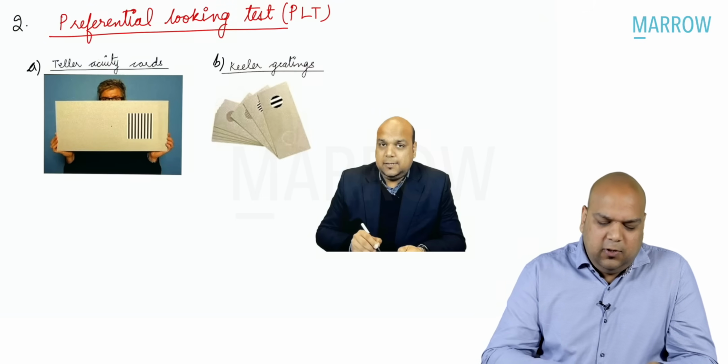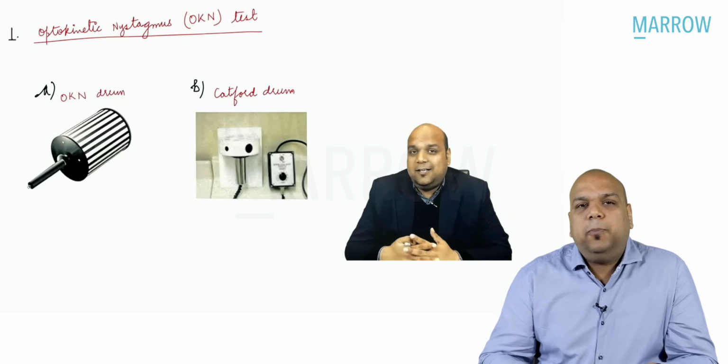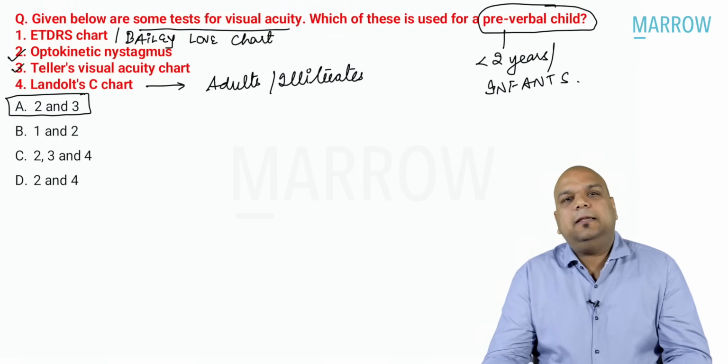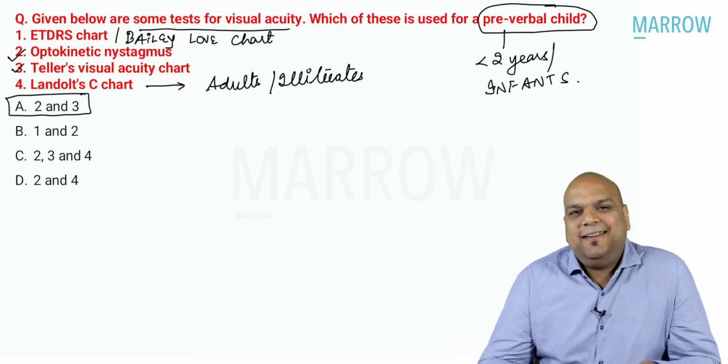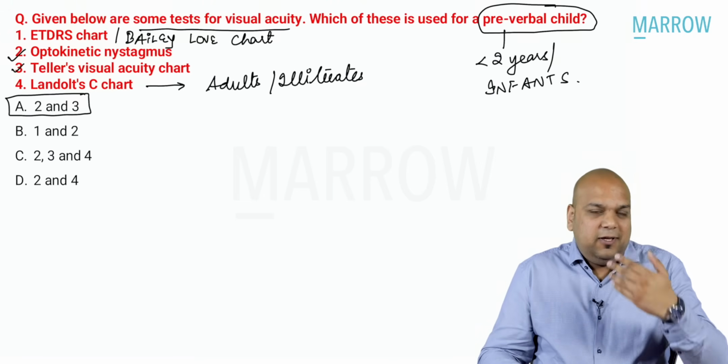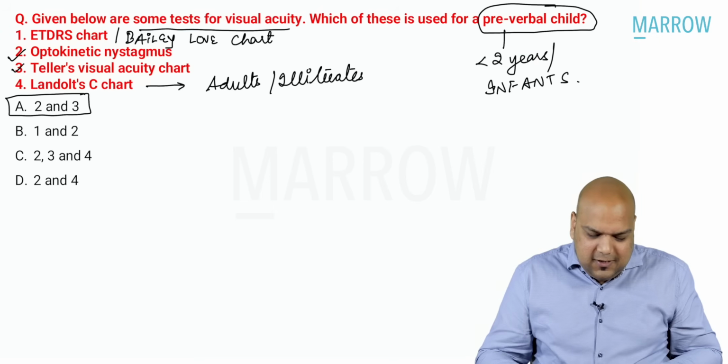So we know both the options. Teller acuity cards is used and optokinetic nystagmus is used. That means the answer is option 2 and 3. That means the answer is option A, 2 and 3. Direct tests, I don't think there is any problem. Direct question again, you just needed to remember, or if not, then you could probably have ruled out also, right?